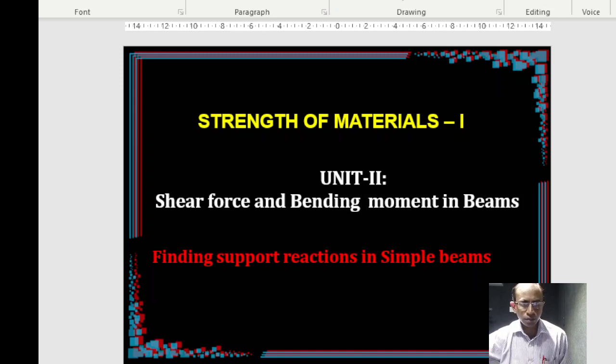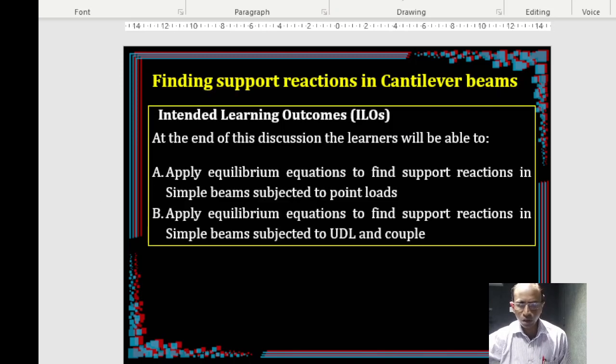Our targets for this discussion are the application of the equilibrium equations to find the support reactions in simple beams when it is subjected to point loads, and in the second case when it is subjected to combined loading. You may have some UDL, couple or any other kind of loading. So here two examples are taken. One is when the simple beam is subjected to only point loads, the simplest case, and then you have a combination of couples and point loads and UDL. Okay, let us look at it.